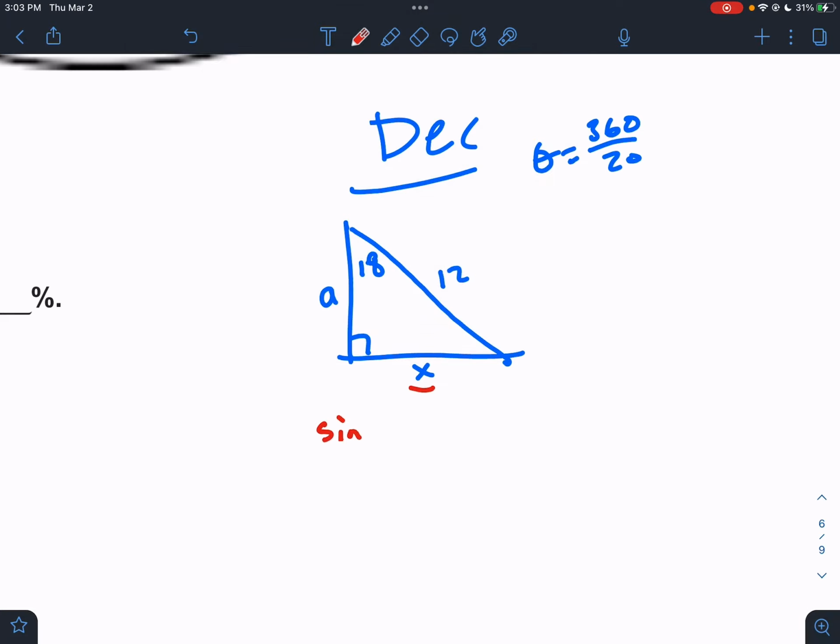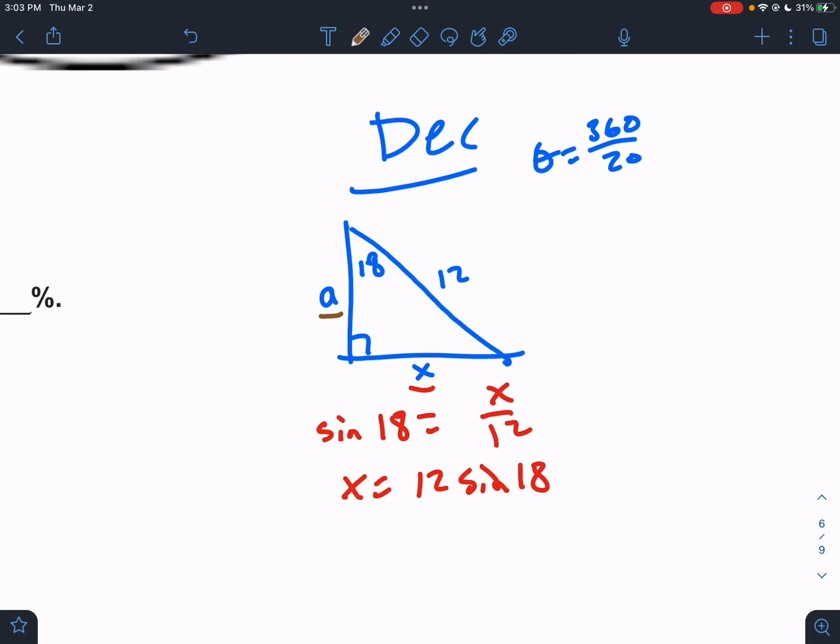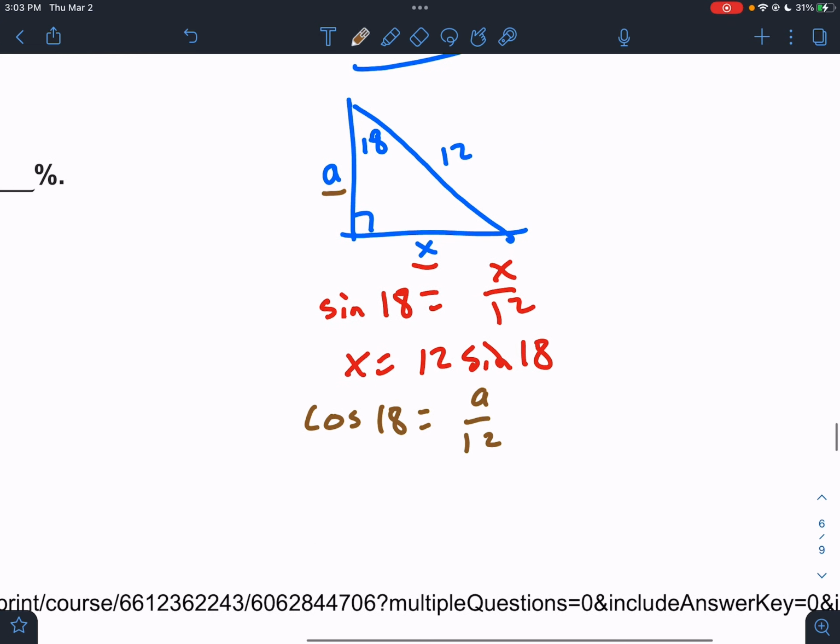That would be the sine of 18 equals X over 12. So X equals 12 sine 18. I will solve for A second. That would be the cosine of 18 equals A over 12. So A is 12 cosine 18.